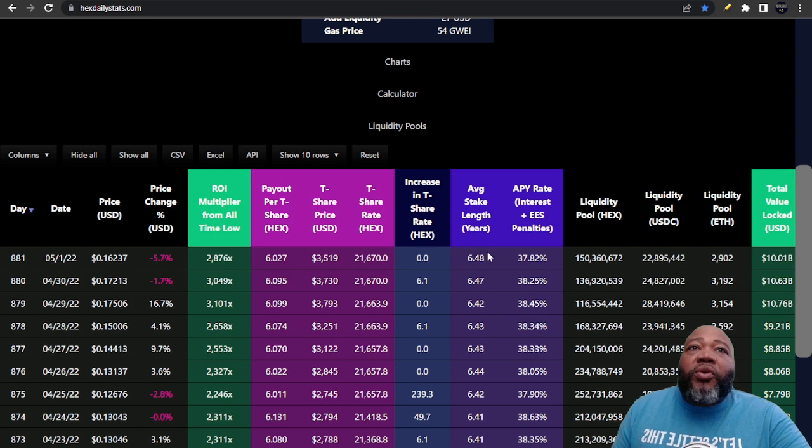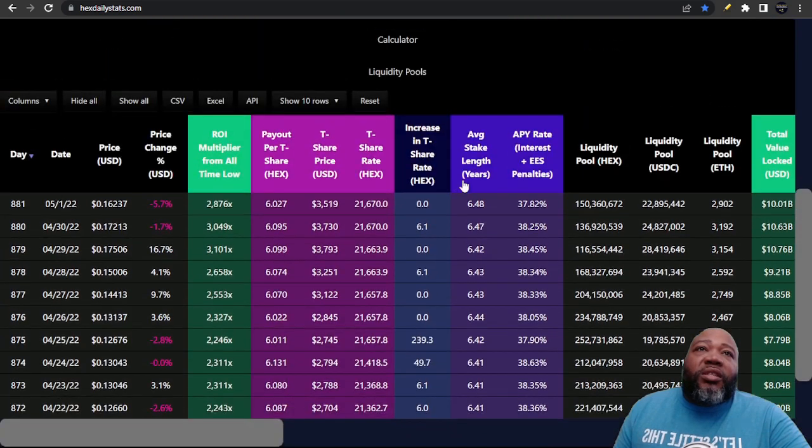Average stake length is 6.48 years. APY rate, interest plus early penalty fees, is 37.82%. Correction, ignore what I was saying there. The liquidity pool HEX is at 150,360,672. Liquidity pool USDC is 22,895,442. Liquidity pool ETH is 2,902. Total locked USD is 10.01 billion US dollars.